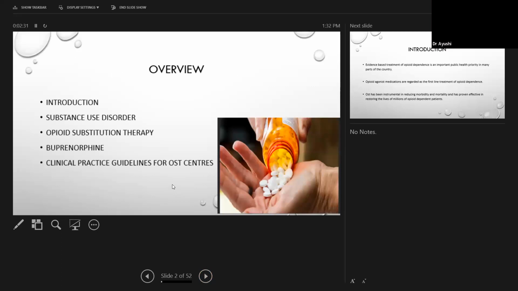So in this presentation, we'll be studying a basic introduction, substance use disorder, opioid substitution therapy, the drug buprenorphine, and clinical practice guidelines for OST centers, which come under the National AIDS Control Program, and some of the guidelines from the Indian Psychiatric Society.